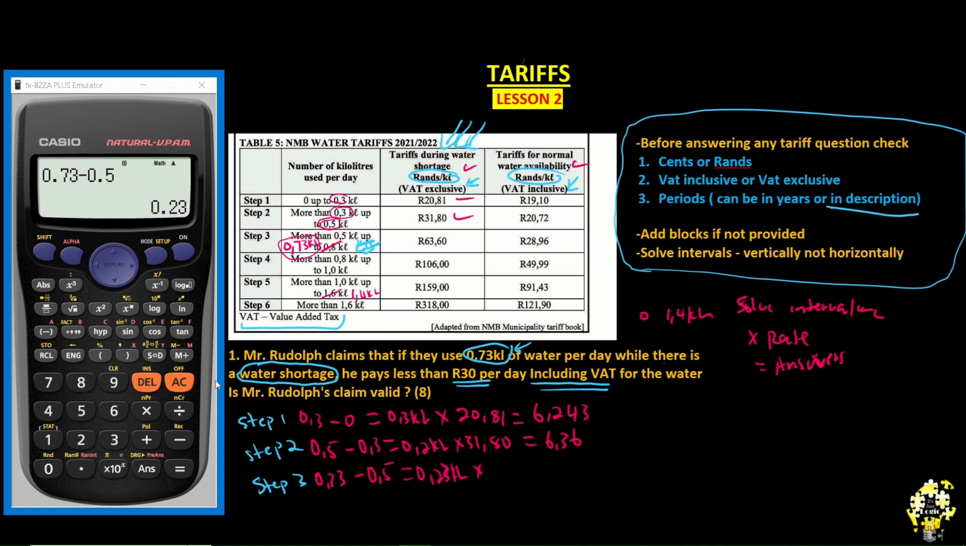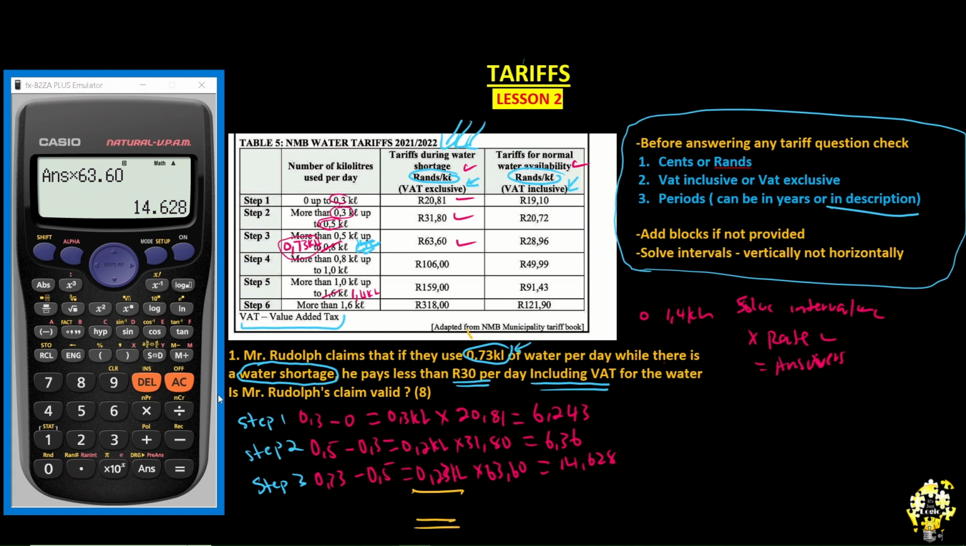After solving the interval, you have to multiply by the rate. This is where we are. So it's 6.316. What's the answer? Multiply by 6.316. So let's come here. We have a 14.628.